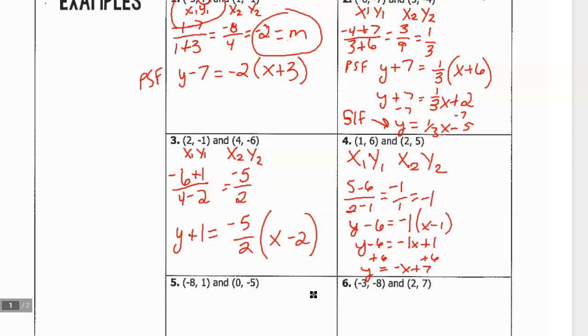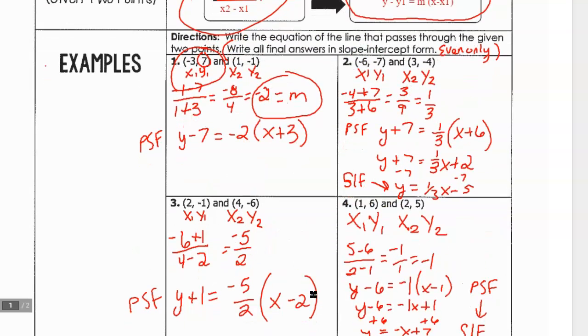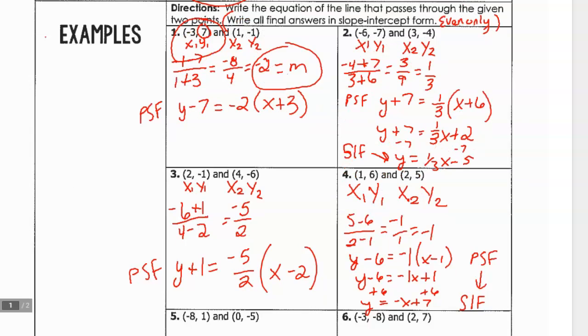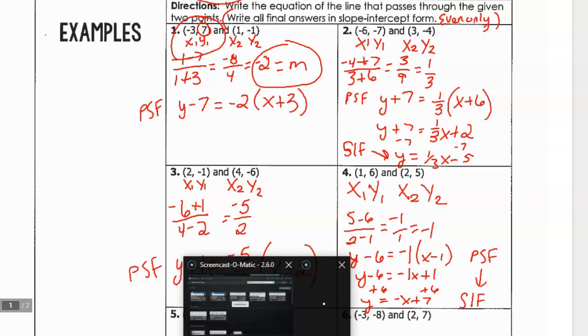So again, if I went through and labeled these, that was point slope form over here. This was point slope form over here, and then we did 2 steps and changed it to slope intercept form. So you're going to continue to do that on the evens all the way through. So this is write all final answers in slope intercept form, evens only. Over here, you can just leave them in point slope form. Finish the worksheet up, upload your answers, and that is it.